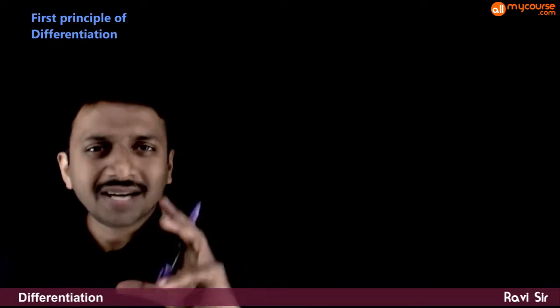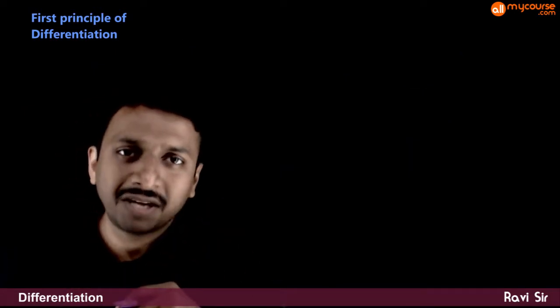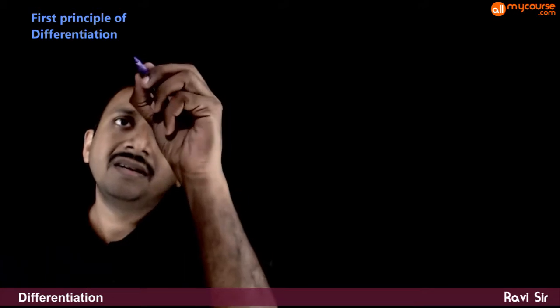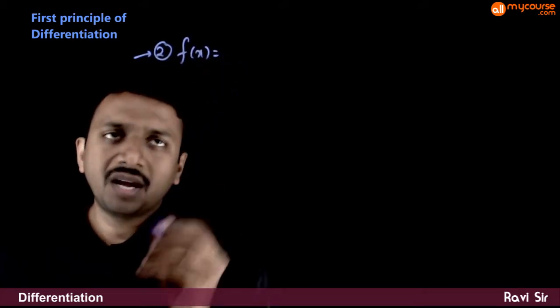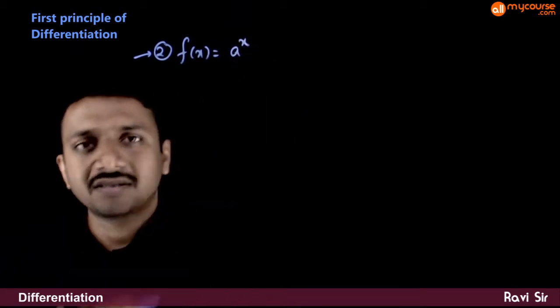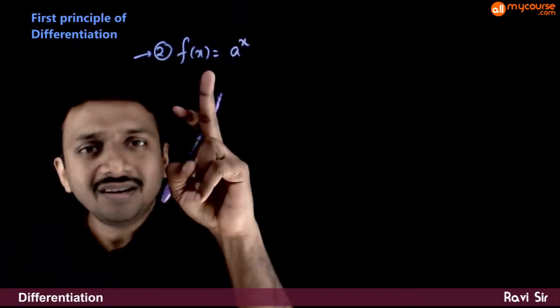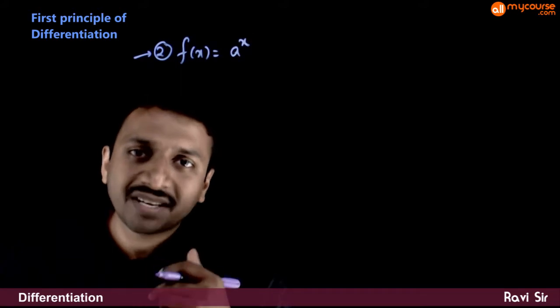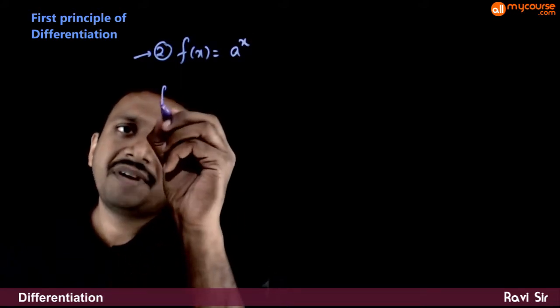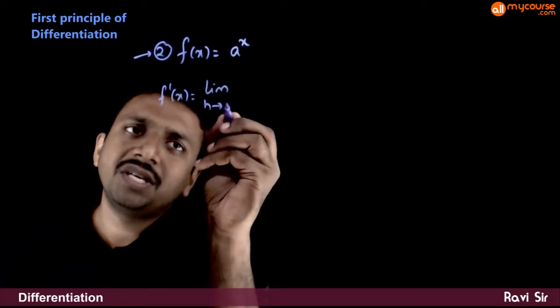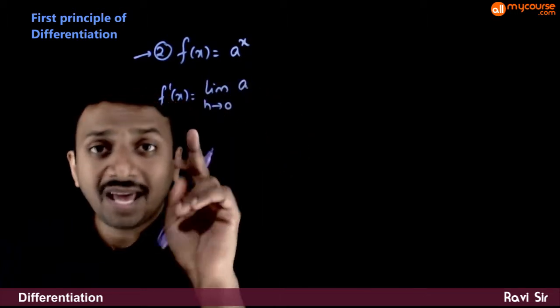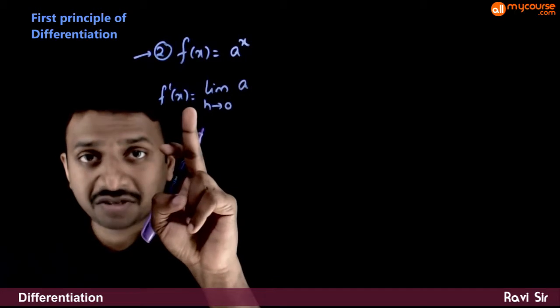So next, let us look at some more standard functions and their derivatives. So let us take as second example f of x is equal to a to the power x. So what is the differentiation of this by first principle? So f dash of x is equal to limit h tends to 0 f of x plus h.